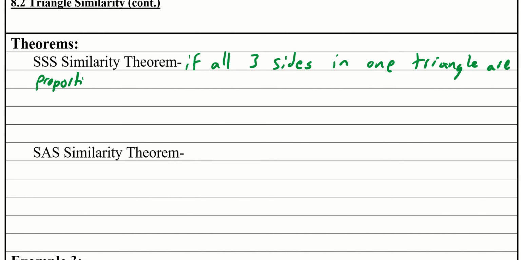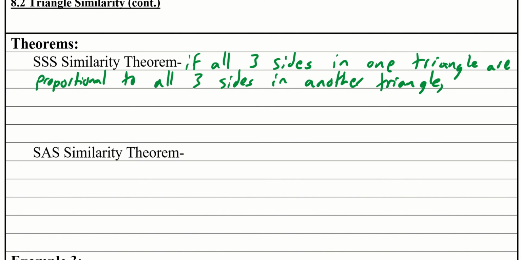So I'm going to say if all three sides in one triangle are proportional to all three sides in another triangle, then what can I say? I'm going to say that same conclusion that we had before: then the triangles are similar. This is just using that other property that we mentioned when we talked about similar shapes. As we said, the angles are congruent, and then the sides are proportional. So if I have the sides piece, that is enough to say that those are going to be similar.